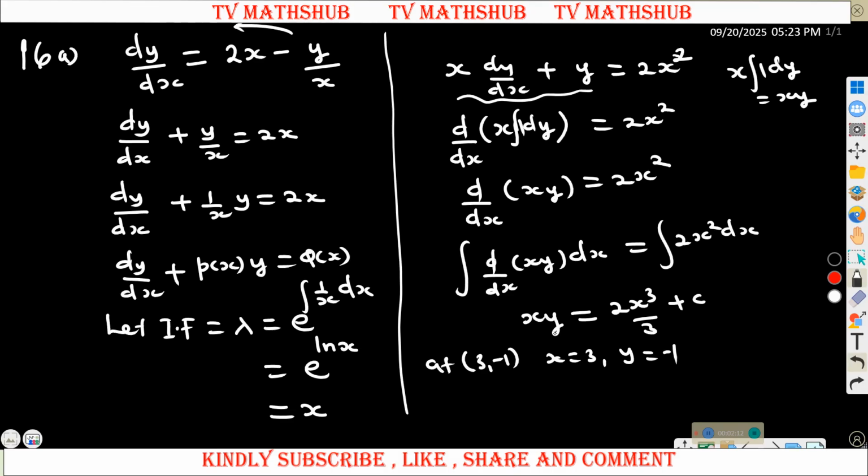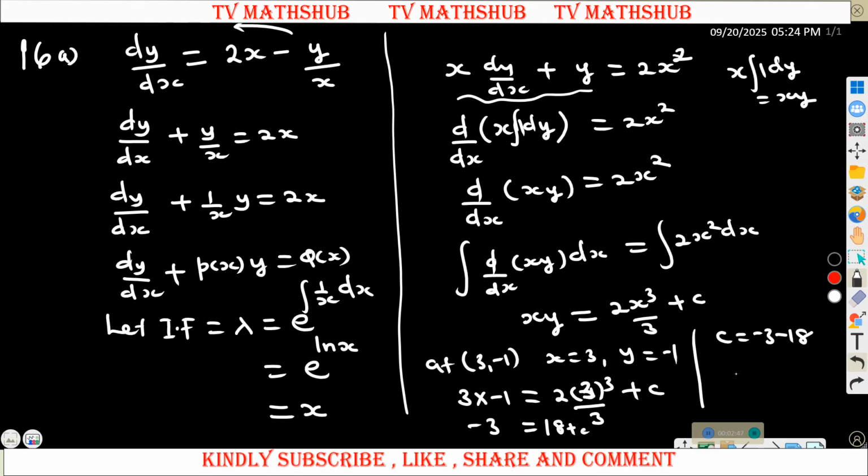Having got that, we can obtain the value of c by substituting x and y in this given expression. So 3 times -1 is equal to 2 times 3 to the power 3 divided by 3, plus c. So this is -3, which is equal to, this is 9, that will be 18 plus c. Meaning that c is the same as -3 minus 18, and c will be -21. So we are getting c as -21.